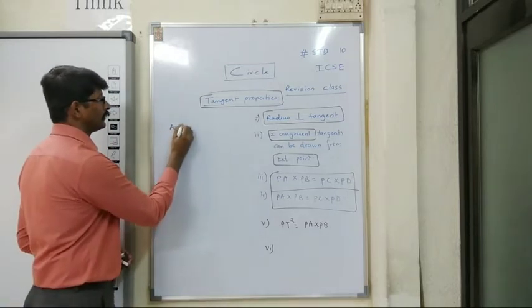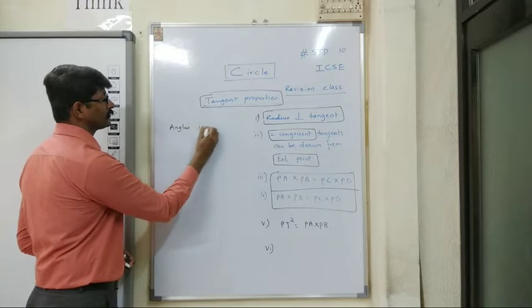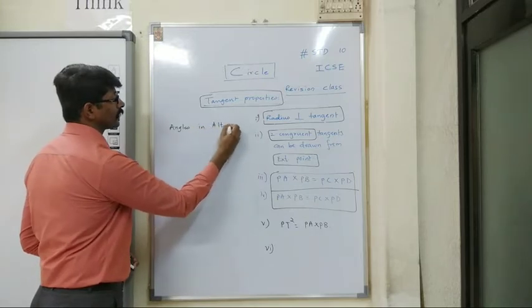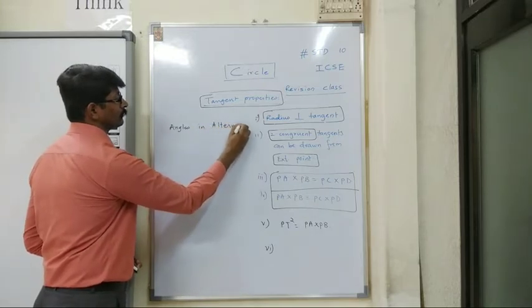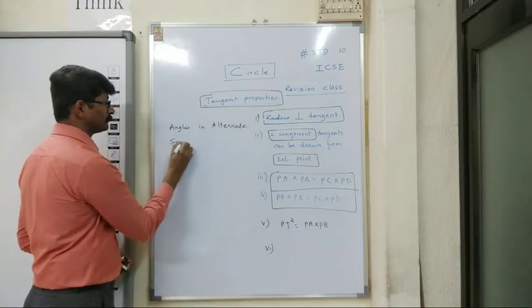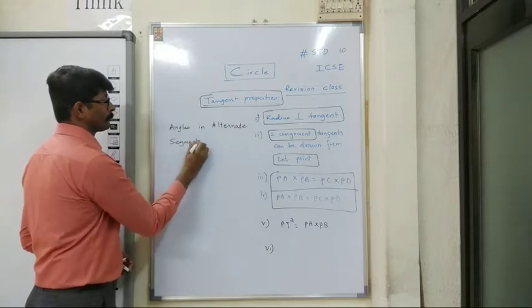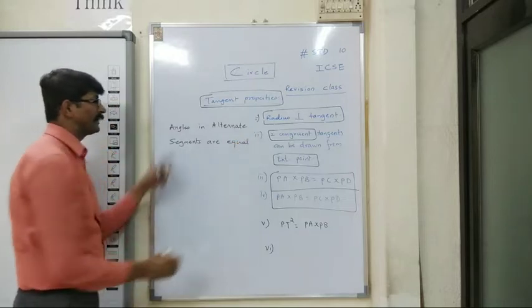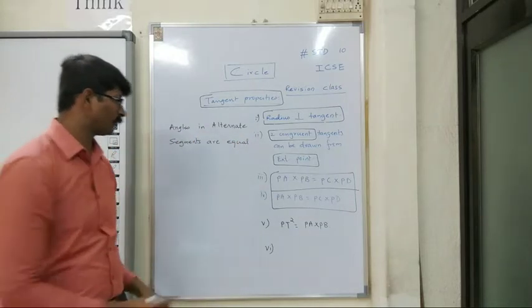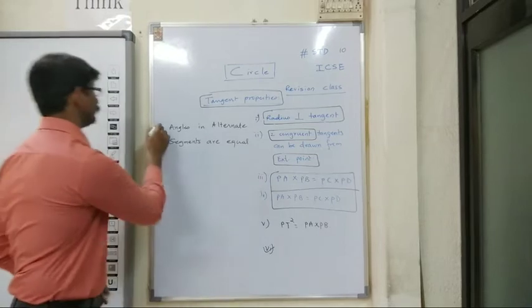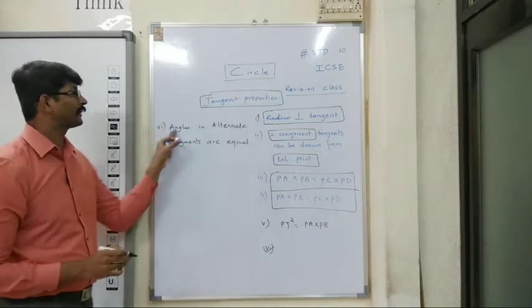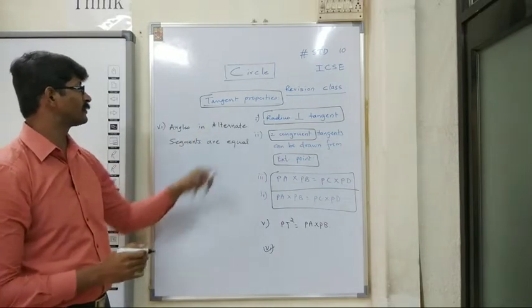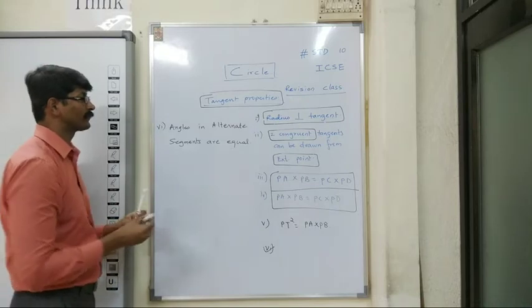Angles in alternate segments are equal. I'll repeat, angles in alternate segments are always equal. That is property number 6. Angles in alternate segments are always equal. So these two words are very, very important.